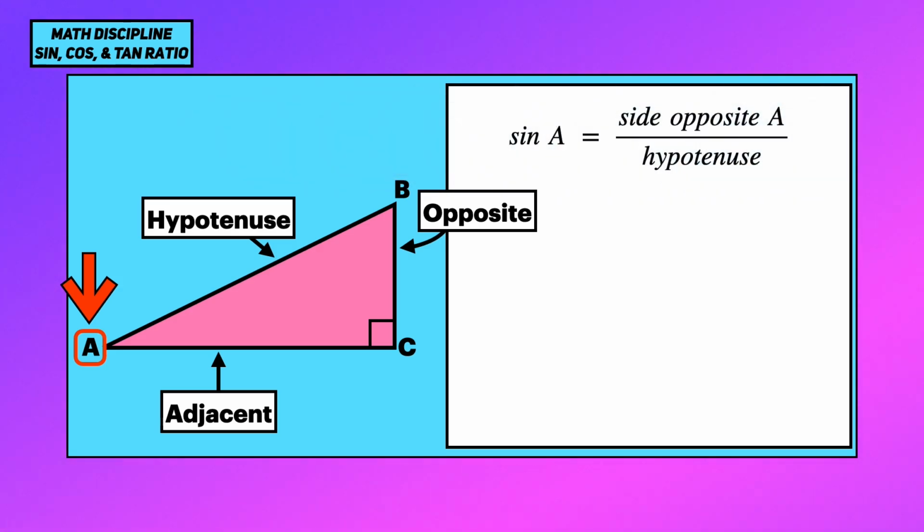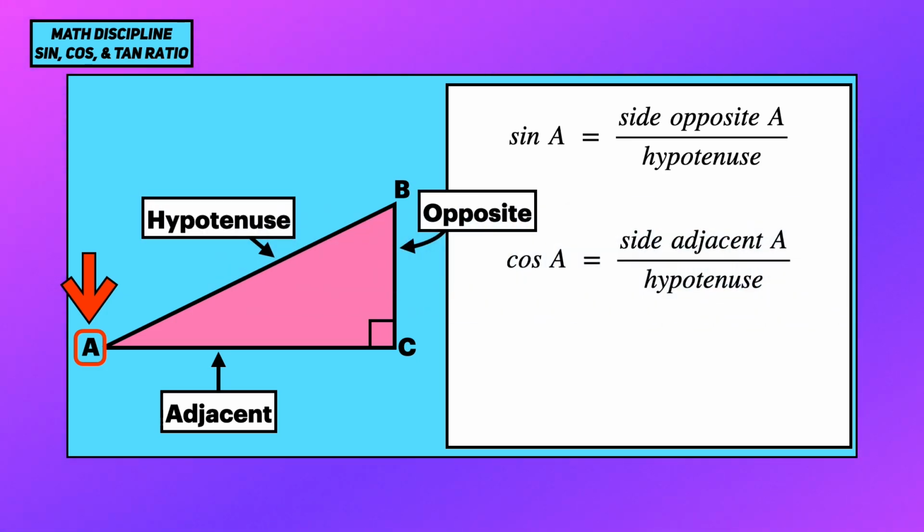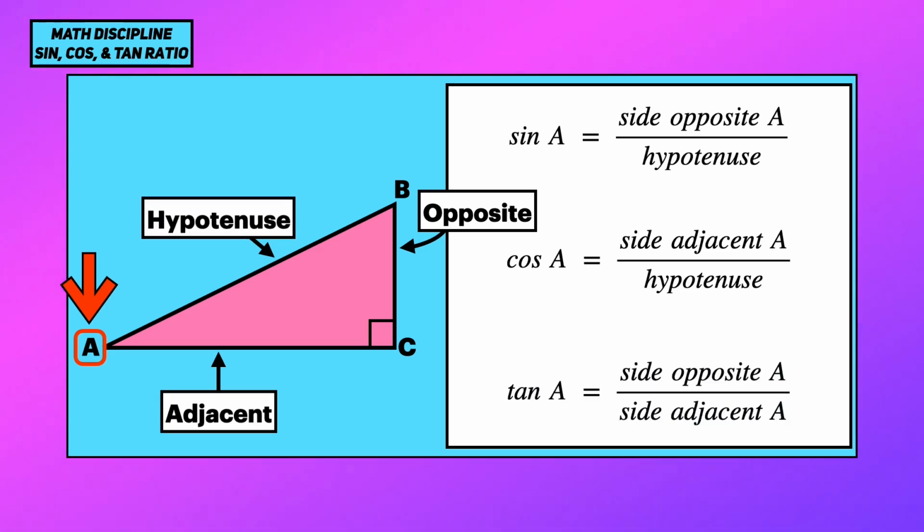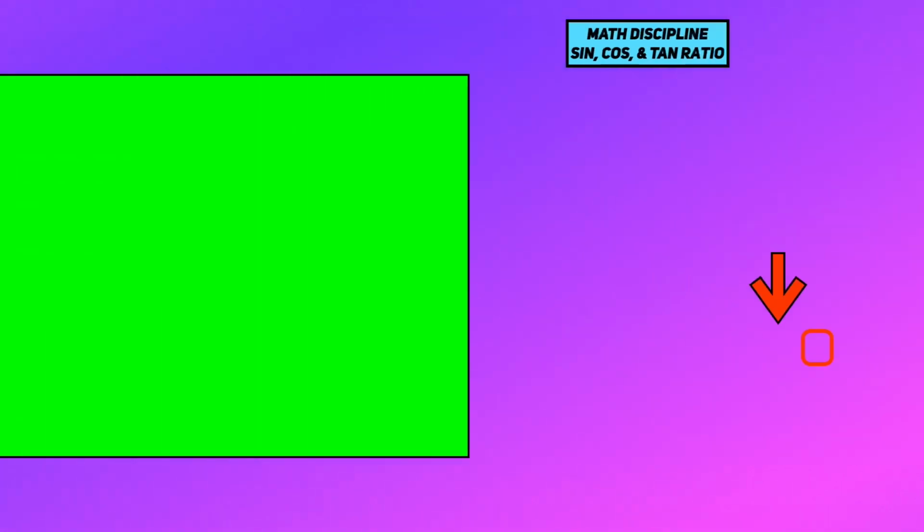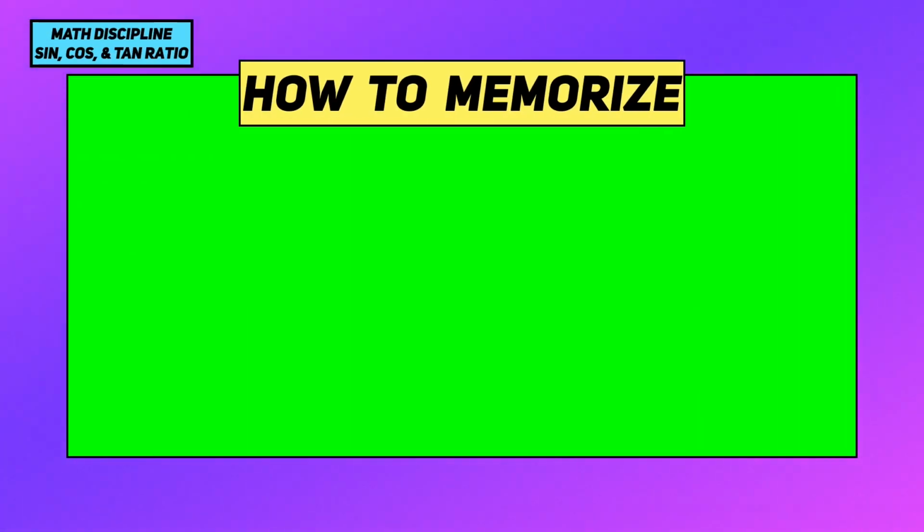To find the sine of A, we're going to divide the opposite side by the hypotenuse side. To find the cosine of A, we're going to divide the adjacent side by the hypotenuse side. And to find the tangent of A, we're going to divide the opposite side by the adjacent side. It is highly recommended that you memorize which sides you divide for the sine, cosine, and tangent functions.